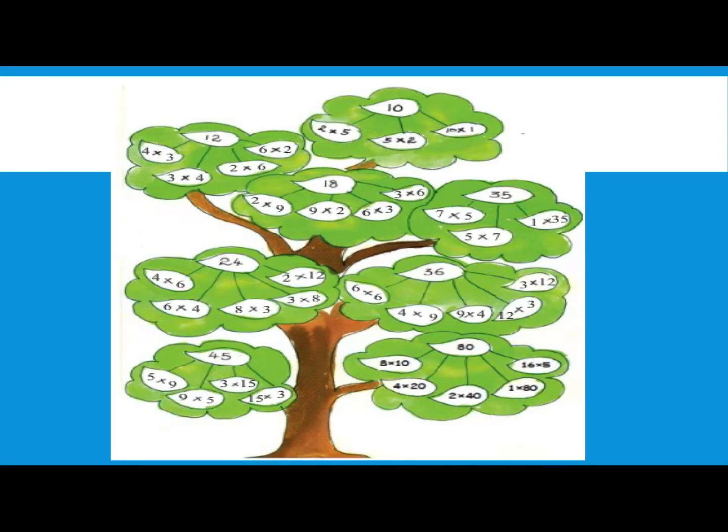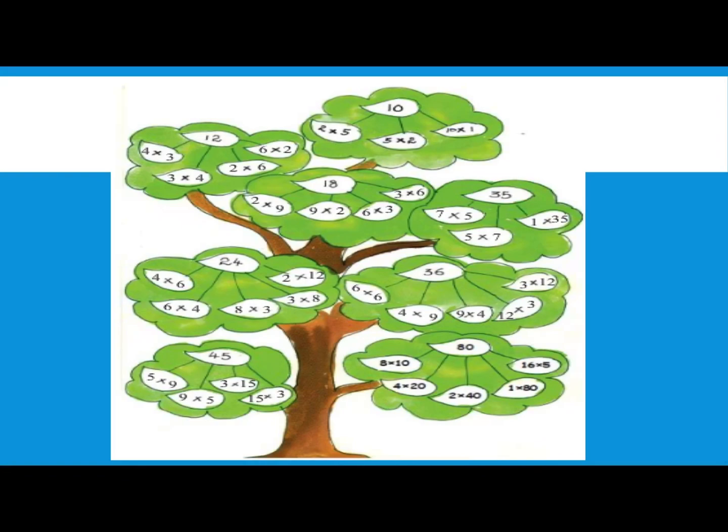Wow. Now look here. This is a multiplication tree for you. Here is the first part, the first branch. You are seeing that 12 is there. Now 12 can be written as 4 into 3, 3 into 4, 2 into 6 and 6 into 2.